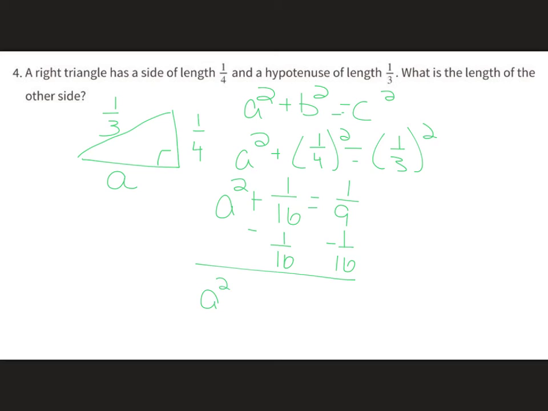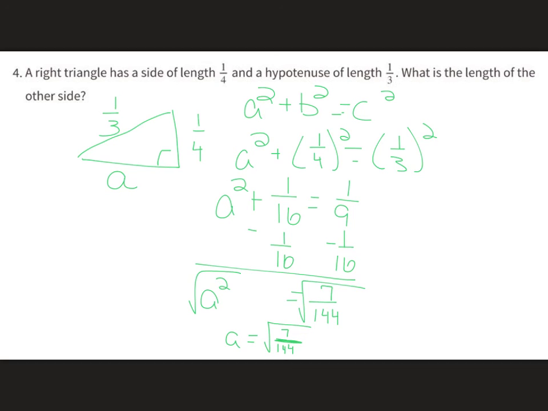And I get A squared equals, and this is where your calculator is going to be helpful. You can do this by hand and find your common denominator and everything, but I would use that fraction key. Remember, it's your ABC button. So you're going to do 1 ABC 9 minus 1 ABC 16, and you should get 7 over 144, okay? Now, this is looking kind of ugly, but that's okay. It's a fraction problem. We expect ugly.